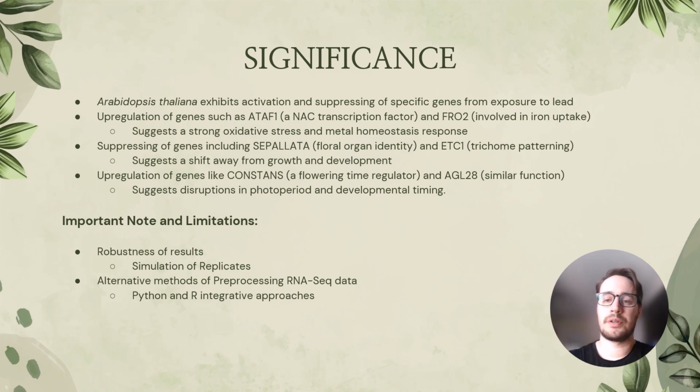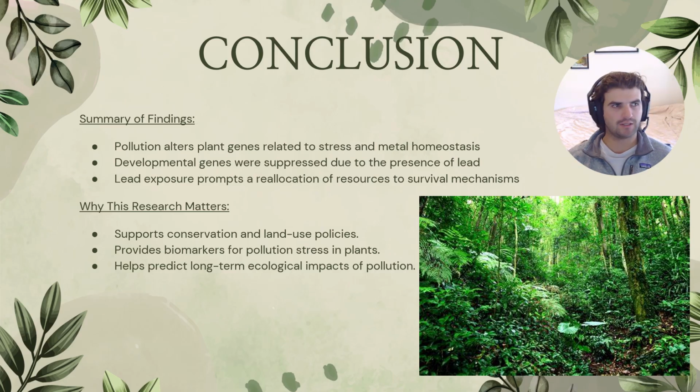And next, onto our conclusion. All right, to conclude, we should go over the summary of our findings. The summary of the findings are a few bullet points as follows. Pollution alters plant genes related to stress and metal homeostasis. So we can see that genes like ATAF1 and FRO2 were upregulated, and these are due to detoxification and iron regulation, which is related to the stress and metal homeostasis.